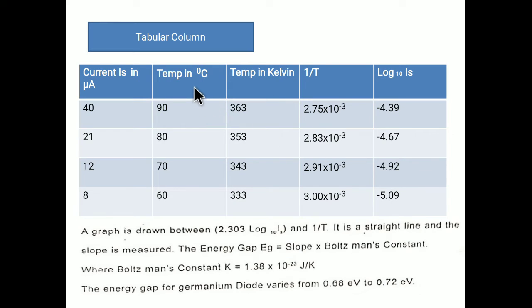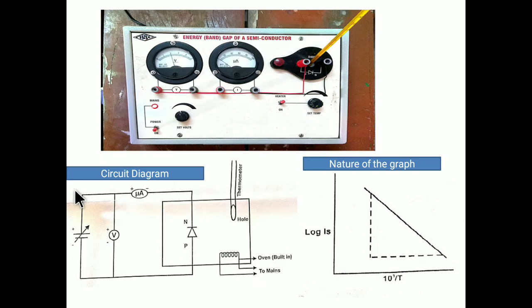Then convert this temperature in degrees Celsius to Kelvin by adding 273. You will get these results, and take the reciprocal of this temperature. You get 1 by T, and for the current, you take the log of IS, and you get these values. After getting these values, you have to draw the graph. Plot the graph taking 1 by T, the reciprocal of T, on this axis, and on the y-axis you take log of IS. You will get a straight line.